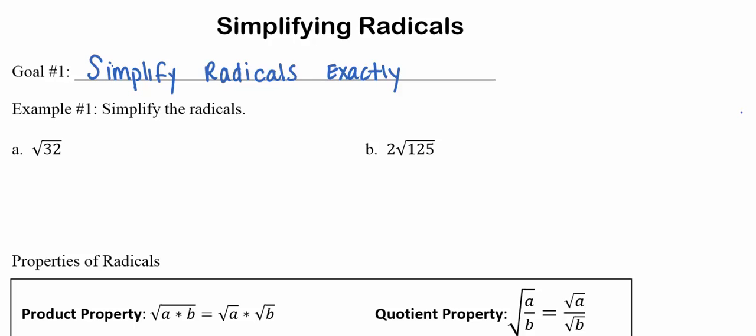Hi everybody, today's lesson will be about simplifying radicals. So a radical is a square root. That's the kind that we know. There are other types of roots out there, but this lesson will be focusing on a square root. And our goal is to simplify radicals exactly. And that means there will be no decimals.